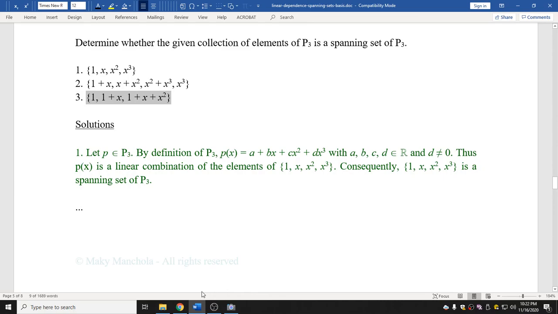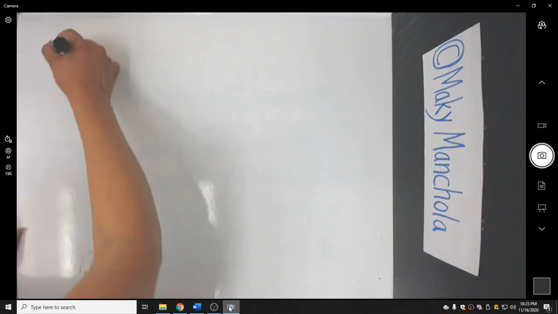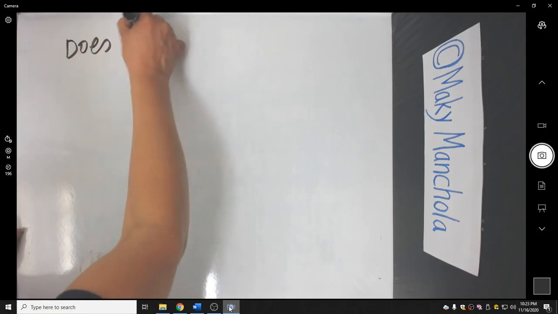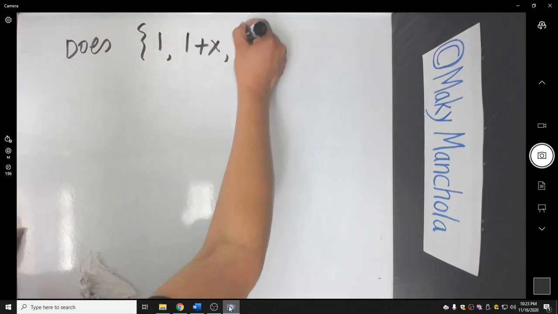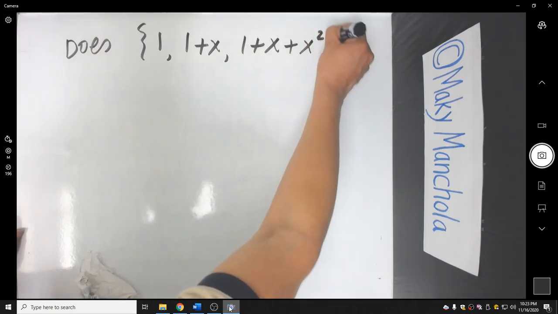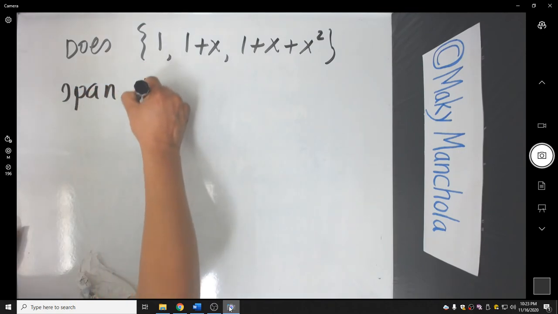Oh, it's better yet. It is not possible to write a cubic polynomial as a linear combination of 3 polynomials, all of which are of degree 2 or less. So I guess that's the fastest way of answering this question. Okay, so this is our last example. So we're asking, does the collection 1 plus x, 1 plus x plus x squared span P3?